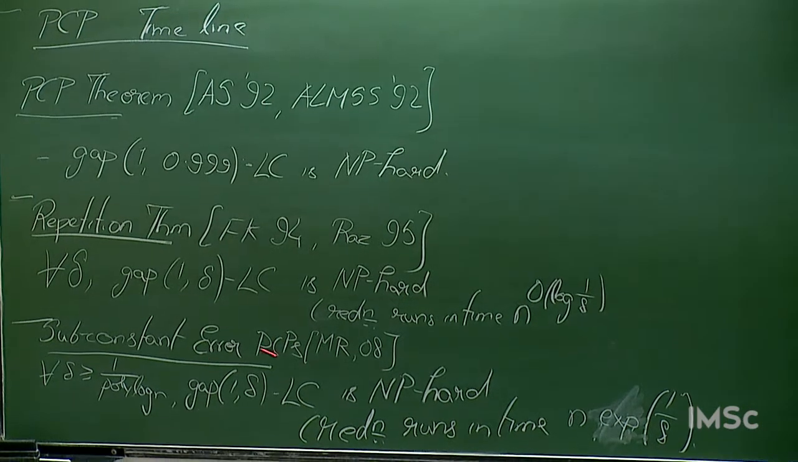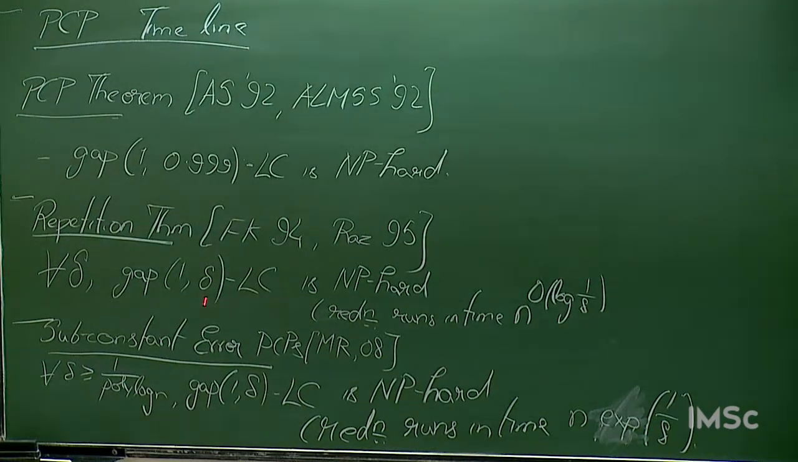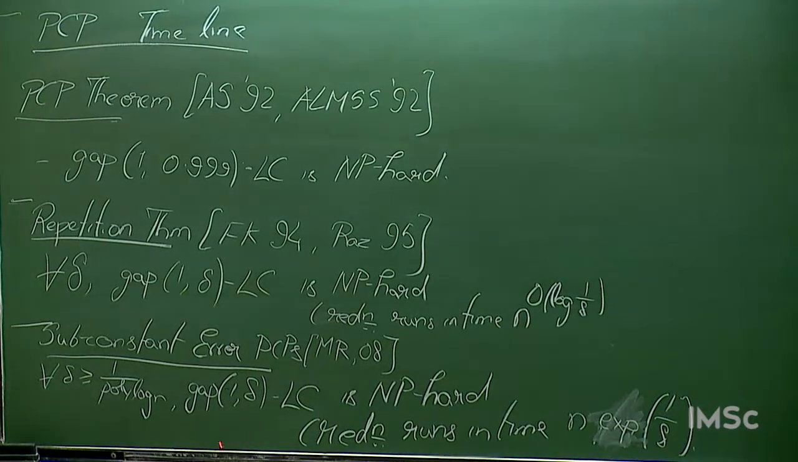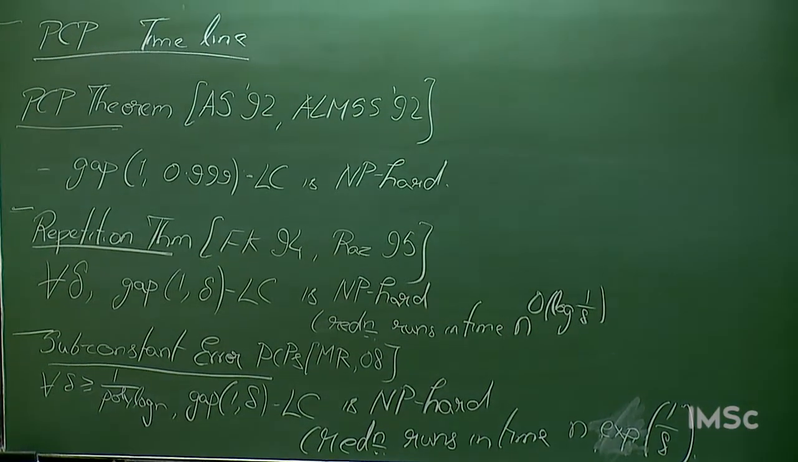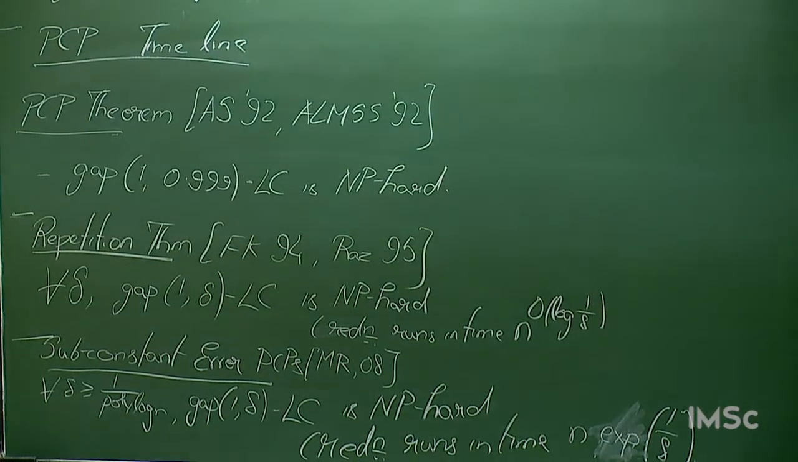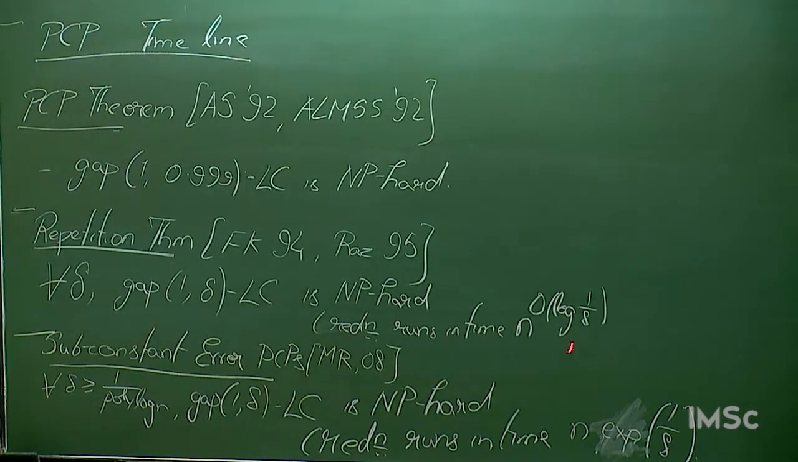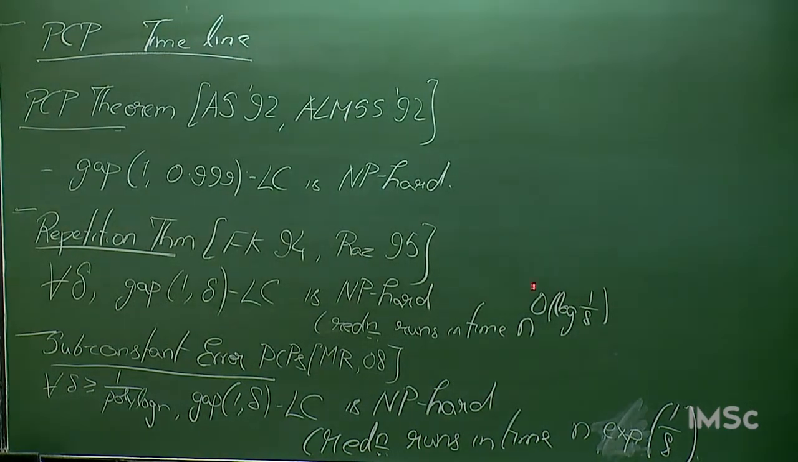So this result of Moshkowitz-Raz is better than the one you get from the repetition theorem in two ways. Firstly, you can achieve much smaller delta, and secondly, the reduction is much more compact. The new label cover instance is just linearly larger than the old 3-SAT instance. Its size is not so large compared to the original 3-SAT instance.